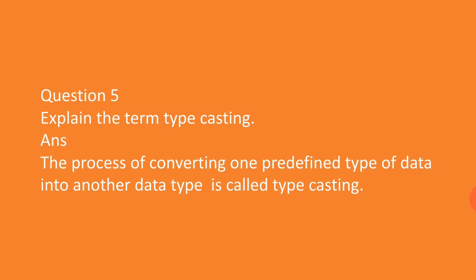Question number 5. Explain the term typecasting. The process of converting one predefined type of data into another data type is called typecasting. It's a very simple thing. There are different types of data in Java. If I want to change one type of data to the other, that will be called typecasting. It is basically the type conversion of one type of data to the other type.